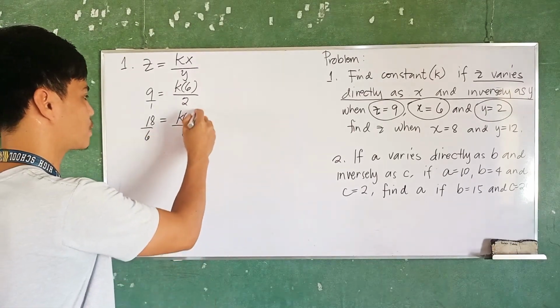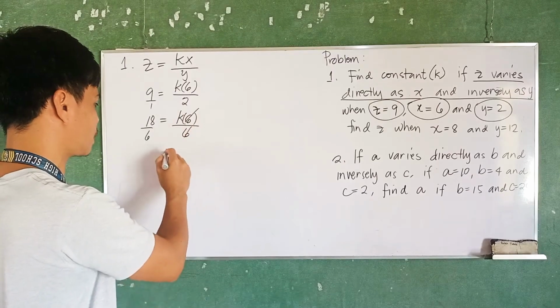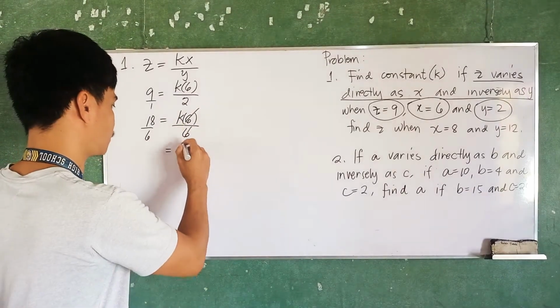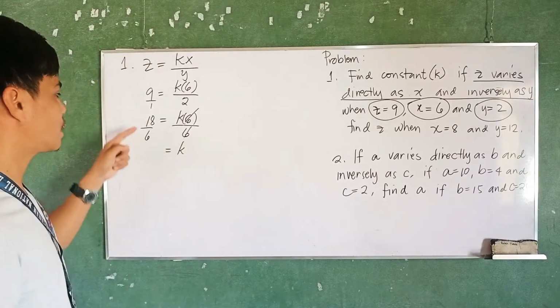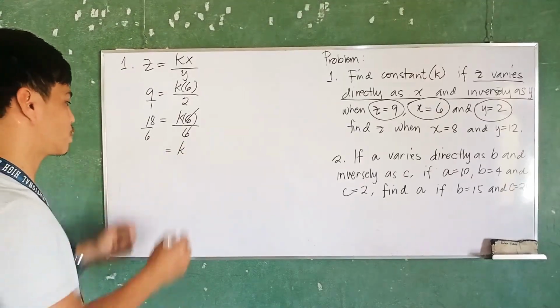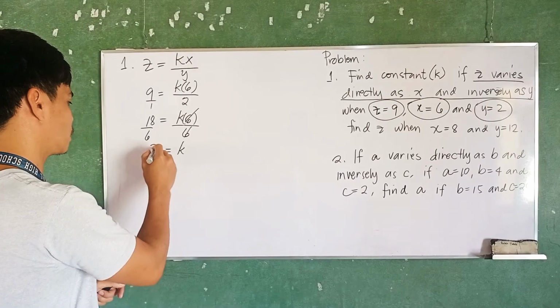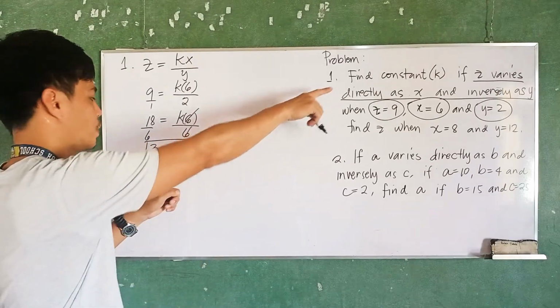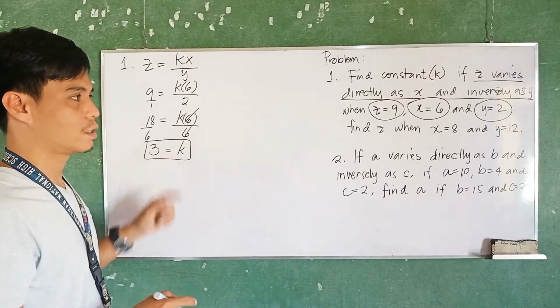So, we divide both sides by 6. 6 divided by 6 there is 1, so we can cancel that out. What remains is the constant, k. And 18 divided by 6 is simply 3. So, there you have it guys. Our answer, or the constant, is 3.